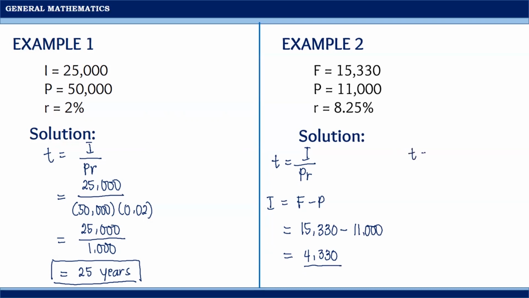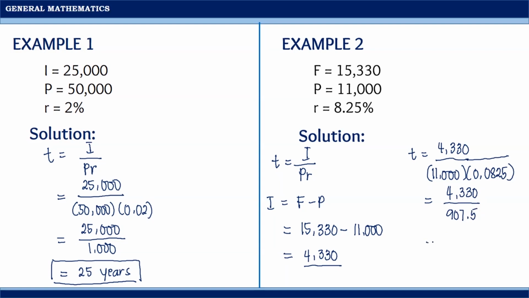So therefore, t is equal to 4,330 divided by 11,000 times 0.0825. Again, simplify first the denominator. We will have 4,330 divided by 907.5. Divide the two numbers. Finally, the value of t is equal to 4.77 years.